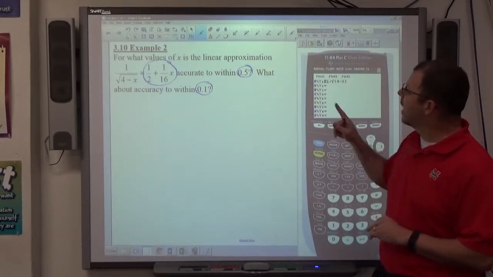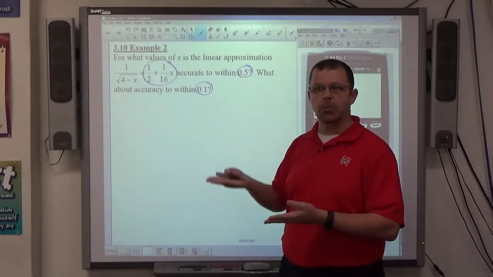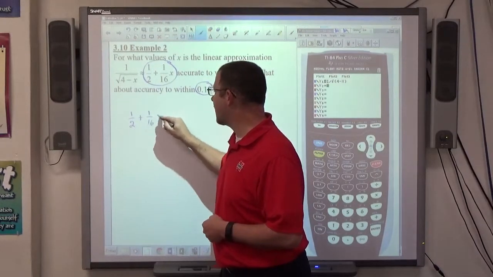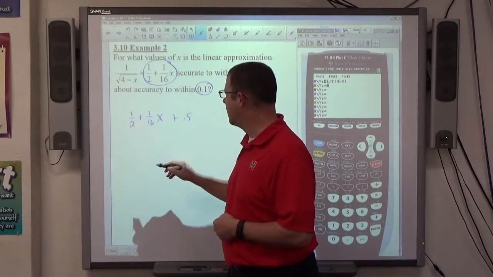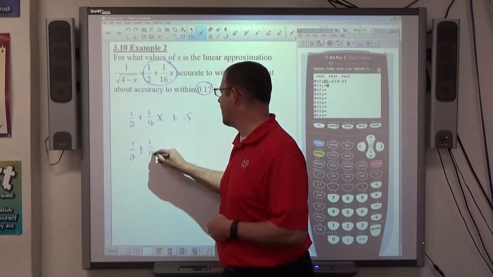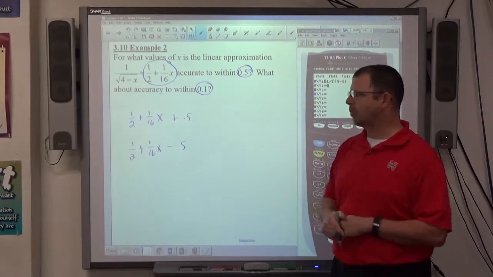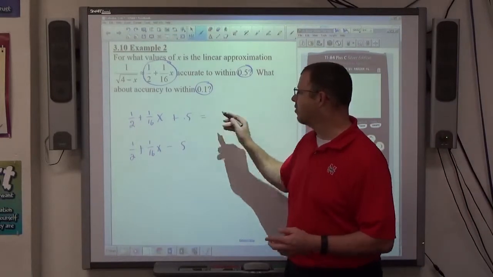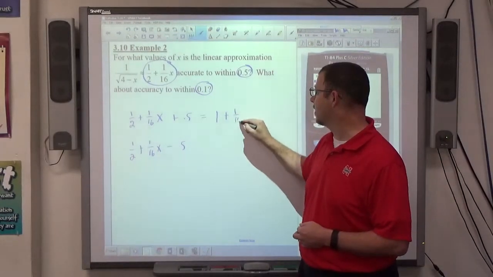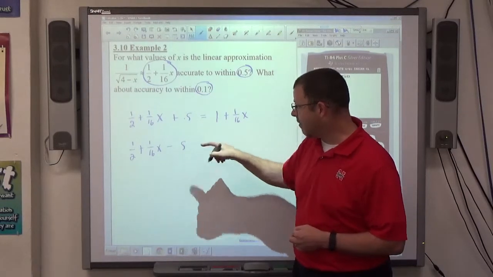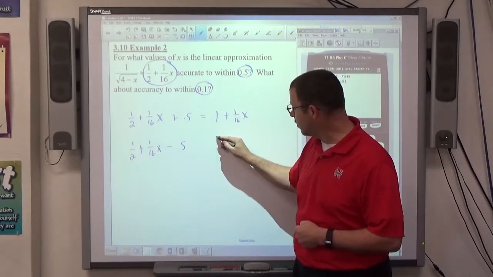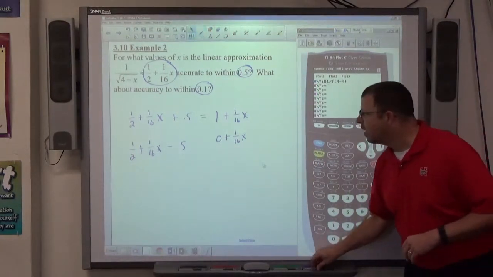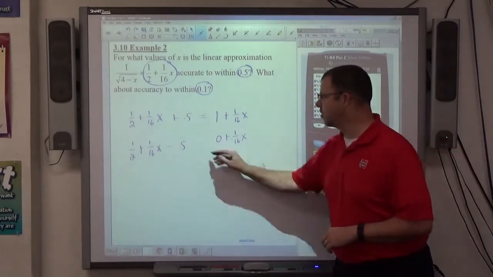All right, so what we're looking at here is an error of 0.5. That means 0.5 too much, 0.5 too little. Okay, so here's what it looks like. 1/2 plus 1/16 x plus 0.5 and 1/2 plus 1/16 x minus 0.5. How much is 0.5 in fraction world? 1/2, right? So this one here, if we're adding a half to a half, we get 1. So we get 1 plus 1/16 x. And we get 1/2 minus 1/2 is 0, right? 0 plus 1/16 x. All right. So I want to graph these two. This creates my error window.